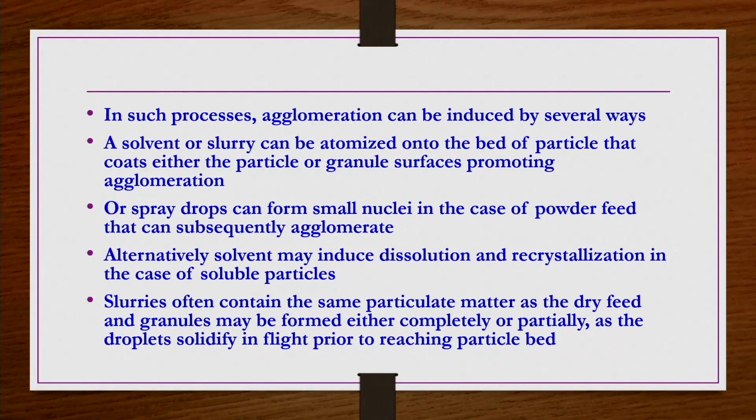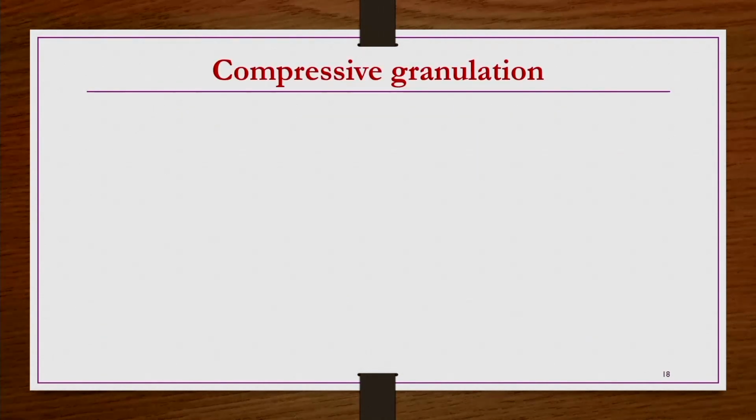Slurries often contain the same particulate matter as the dry feed, and granules may be formed either completely or partially as the droplets solidify in flight prior to reaching the particle bed. Now, this is about the agitative granulation. Now, we see compressive granulation, how to do that.